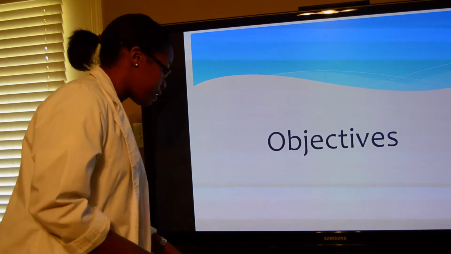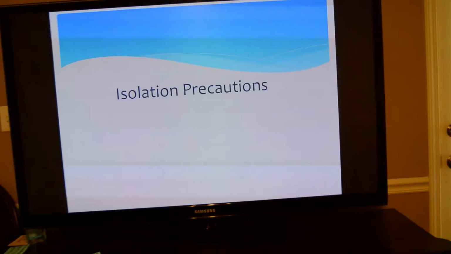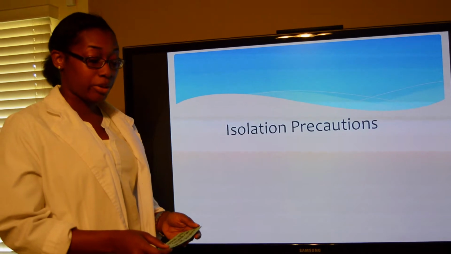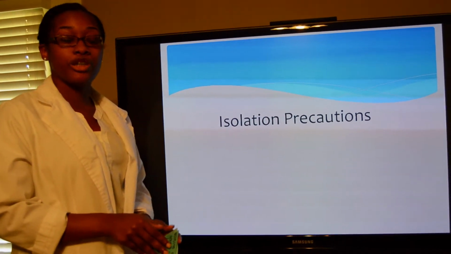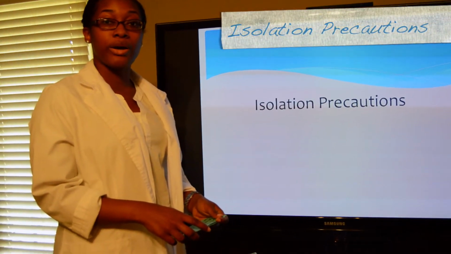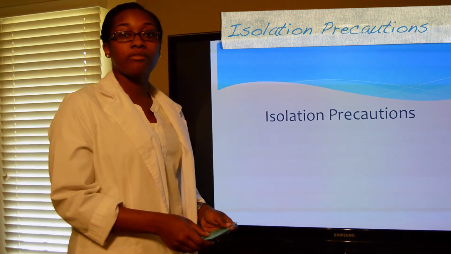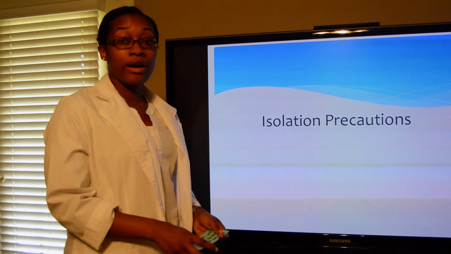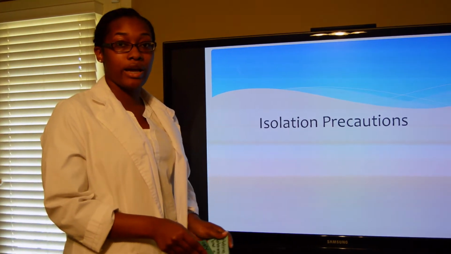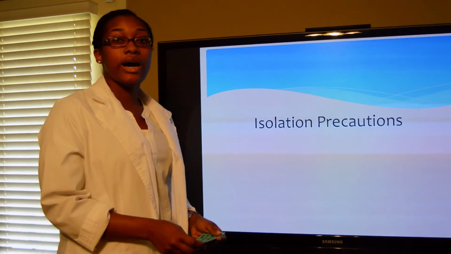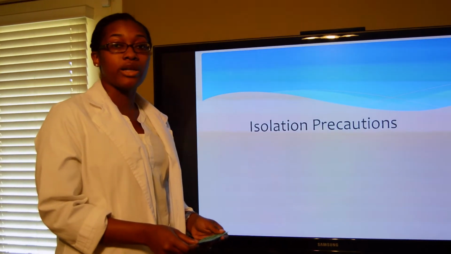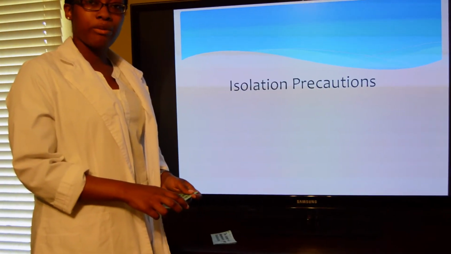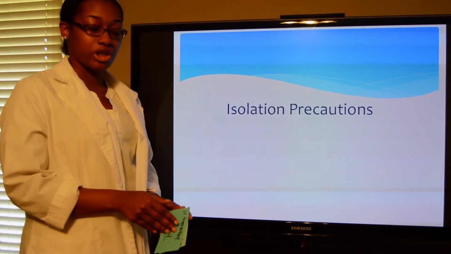Now we will be discussing isolation precautions. Isolation precautions are the practice that prevents transmission of germs from patient to staff and from staff to other patients. However, it is not only limited to patient and staff, but also to any hospital visitors that may come into the hospital setting. Types of isolation are determined by how a disease is transmitted.